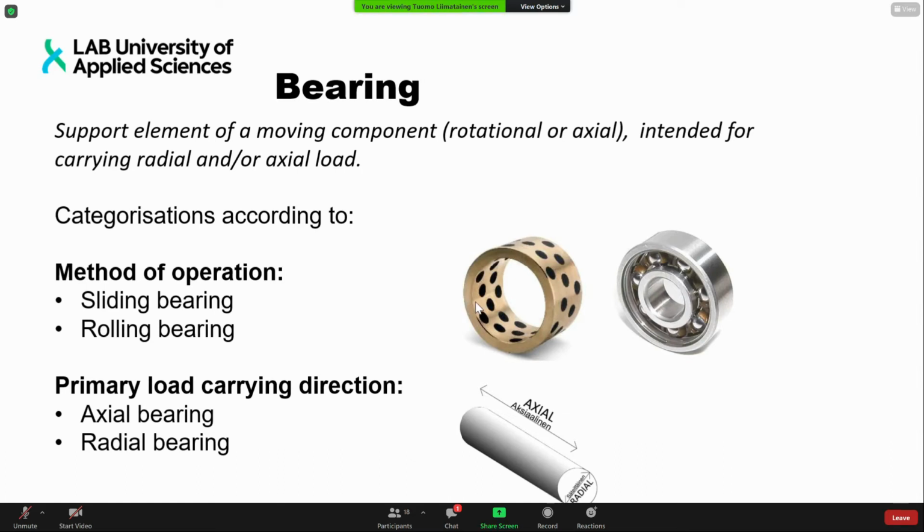Or we could have a bearing that is both axial and radial, like this deep groove ball bearing in the picture, which is able to carry both radial load and axial load. Or in some cases, there could be a bearing that is designed only for axial loads and not for radial loads.